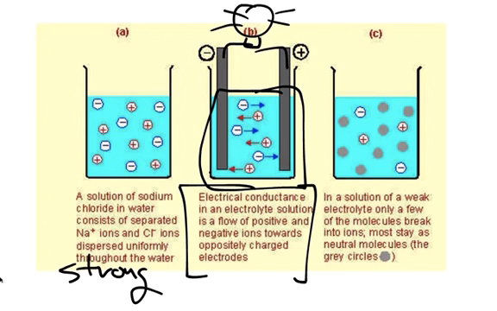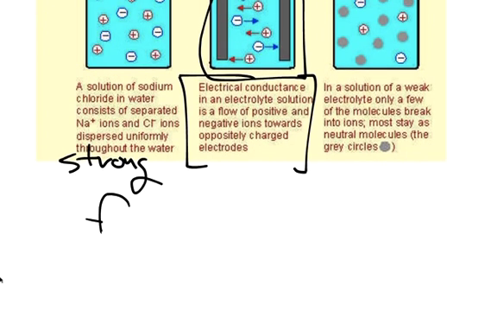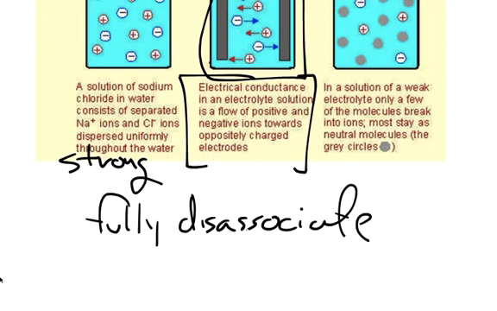So if I put some sodium chloride in water, mix it up, and it all dissolves, it's what we would call a strong electrolyte. The reason it's strong is because it fully dissolves, or what's called fully dissociates, is the proper word. It fully dissolves, fully dissociates.